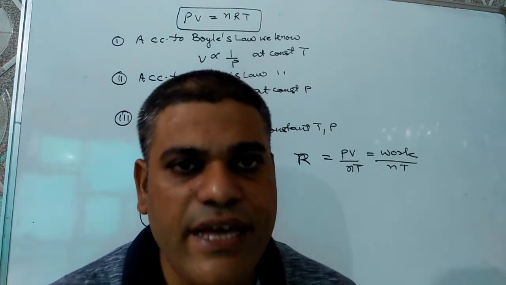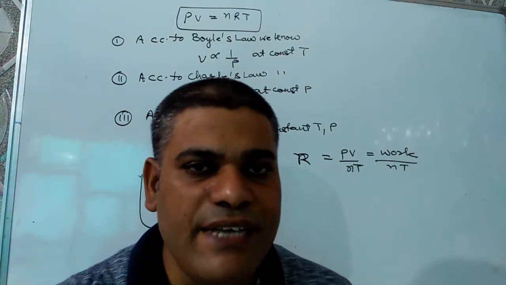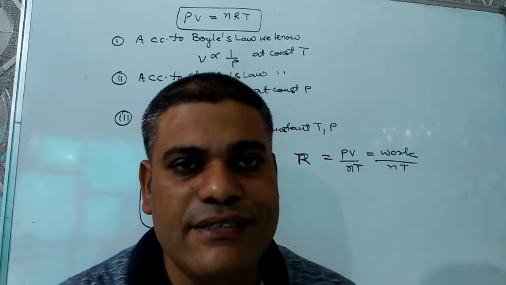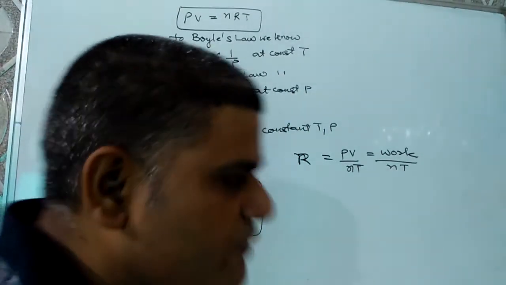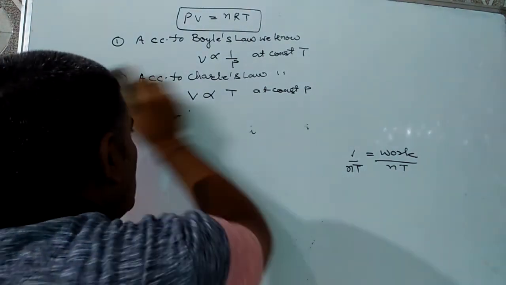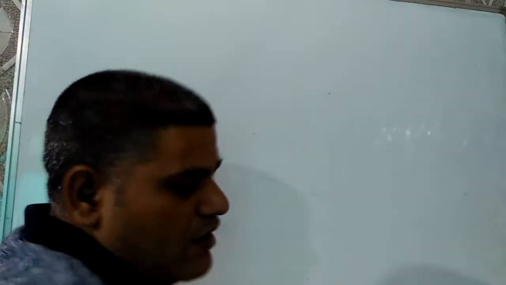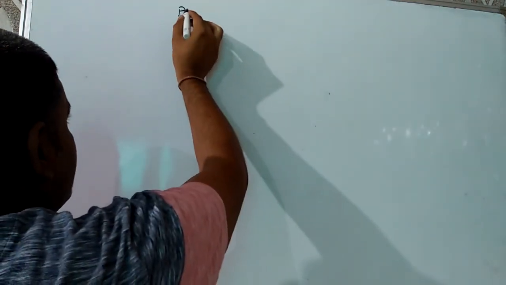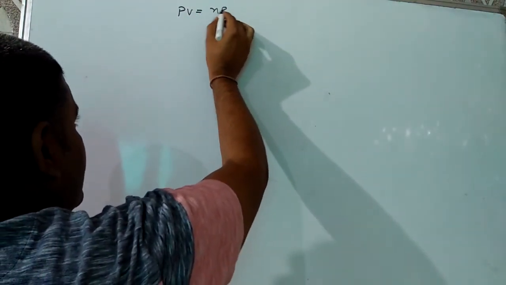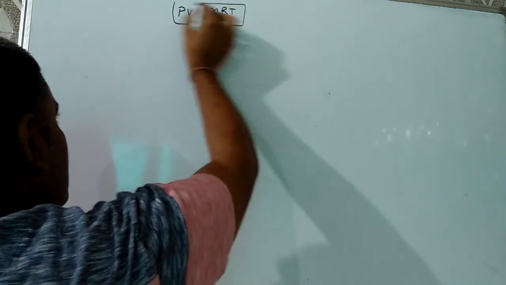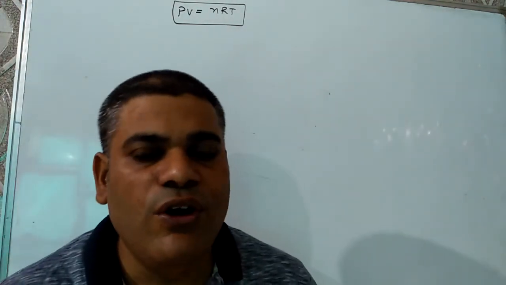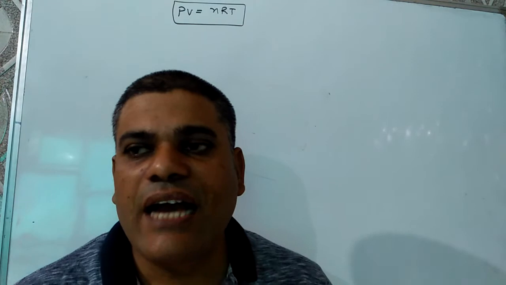Now the next derivation: the relationship between pressure and density of the gas. To find the relationship between pressure and density of a gas, first of all we have to write down the ideal gas equation. We know the ideal gas equation is PV is equal to nRT. Here P is the pressure, V is the volume, n is the number of moles of the gas, R is the universal gas constant, and T is the temperature in Kelvin.